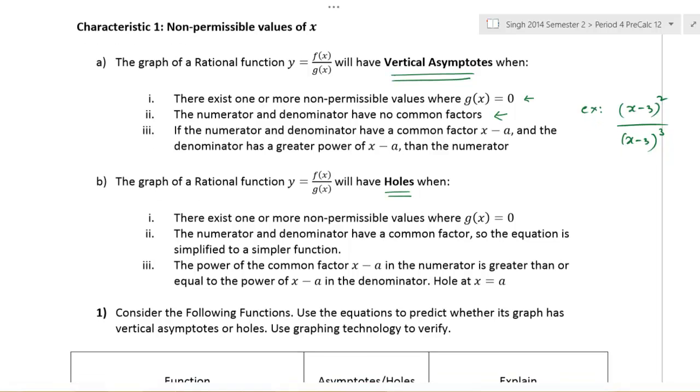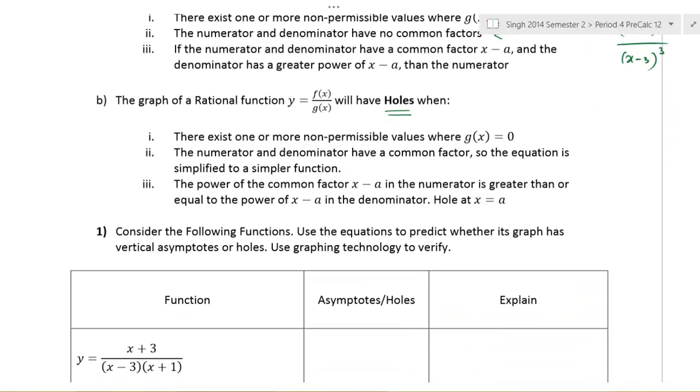We're going to have a hole on the graph when, again, first of all, we need to have a non-permissible value. So the first criterion is there needs to be one or more non-permissible values. If there are no non-permissible values, then we're not going to have any hole or any asymptote. The second criterion is that this time we do need to have a common factor between the top and the bottom. And this time, the power of the common factor x minus a in the numerator needs to be bigger than the one in the denominator. So for example, if I have a common factor x minus a, then the power of x minus a at the top needs to be higher than the power of x minus a at the bottom.